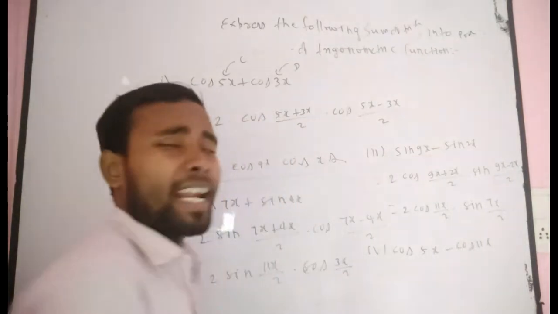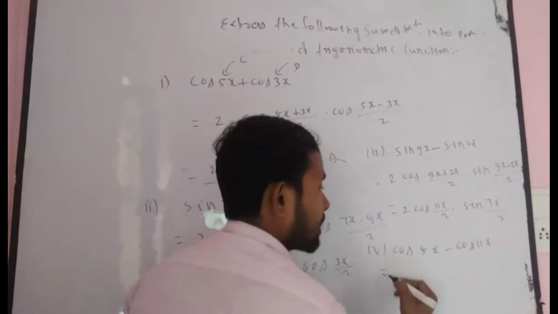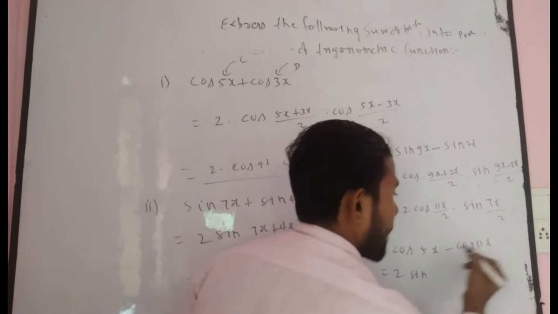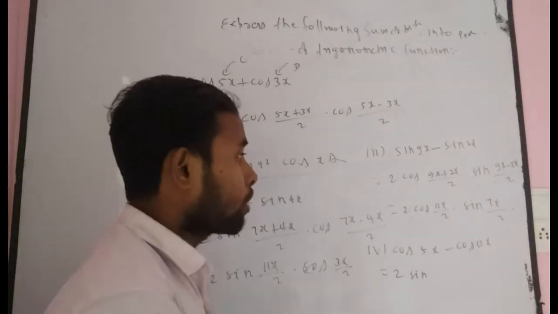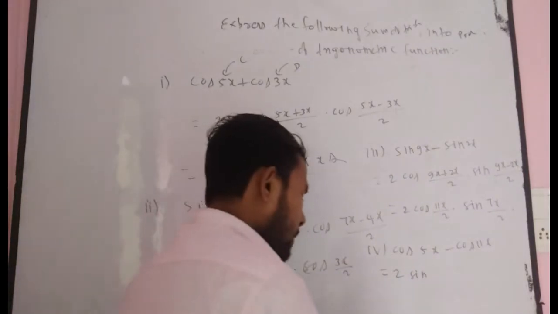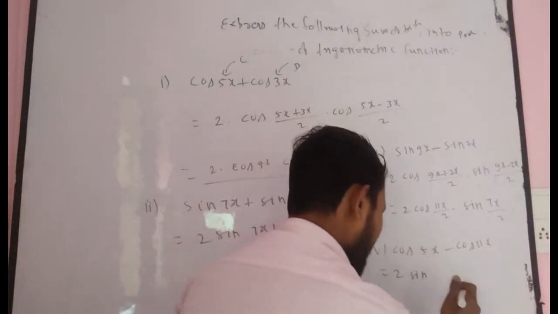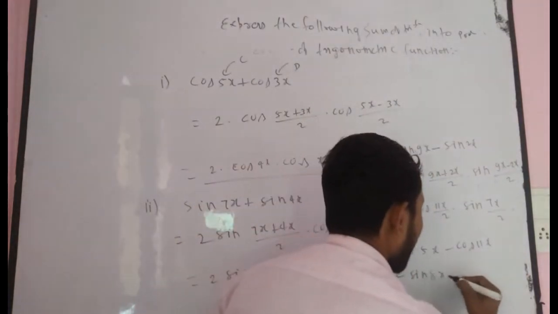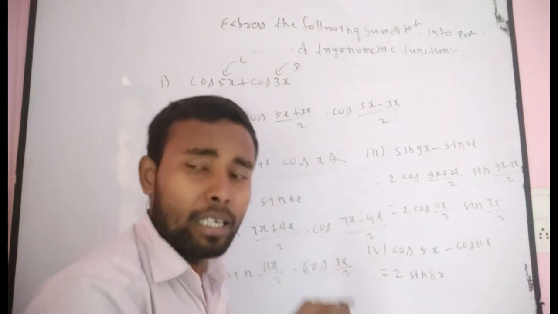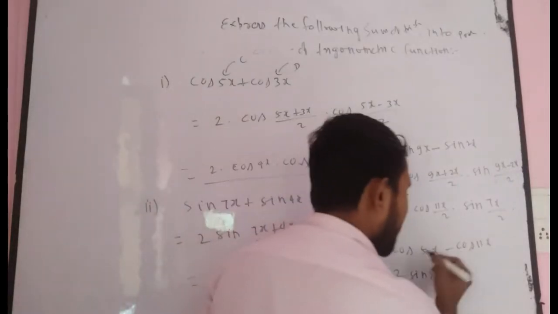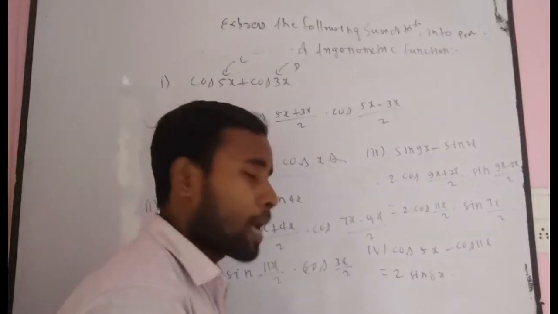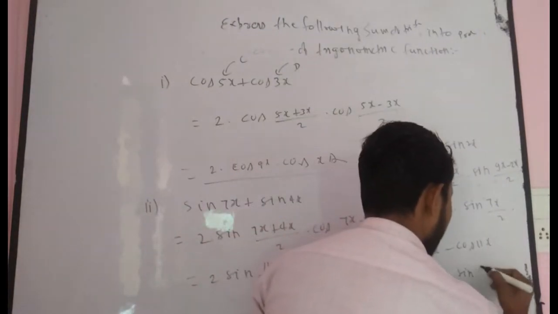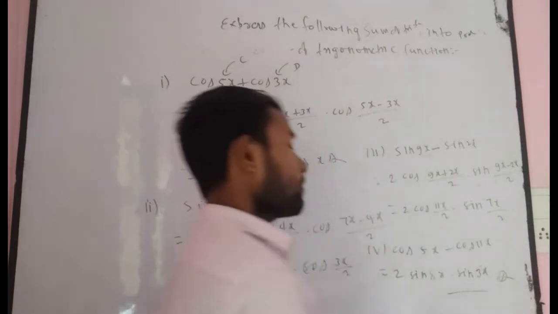Finally, I will write cos 5x minus cos 11x. It will be cos c minus cos d. Cos c minus cos d will be what? 2 times sin (c plus d) by 2, that means (5x plus 11x) by 2, that is 8x, into sin (d minus c) by 2, that means (11x minus 5x) by 2, that is 6x by 2, that means sin 3x. This is your final answer.